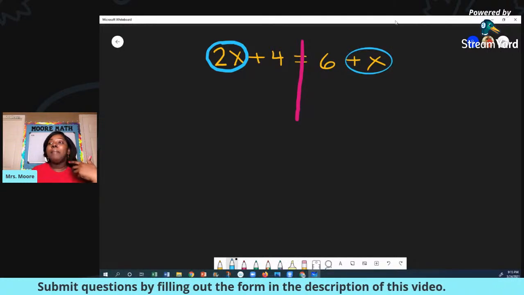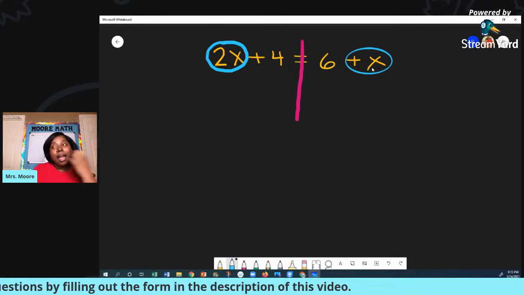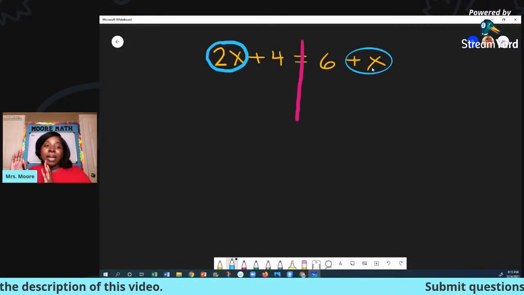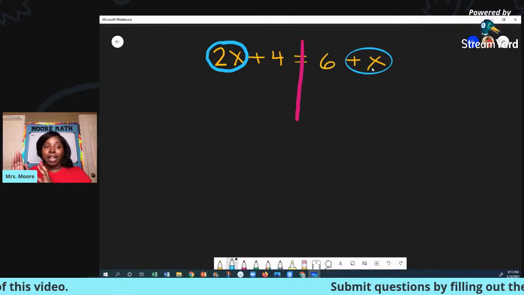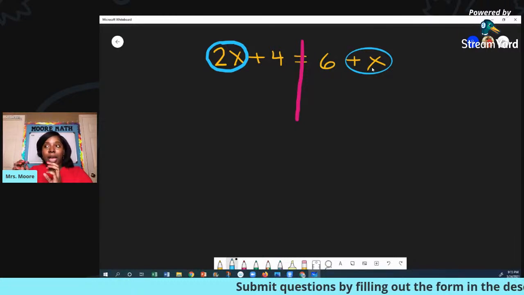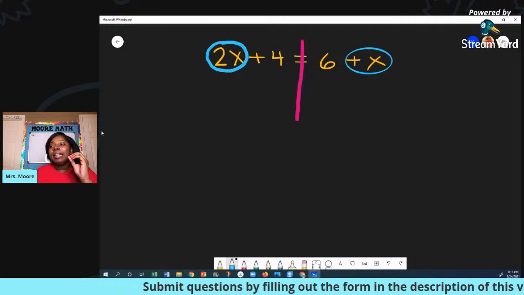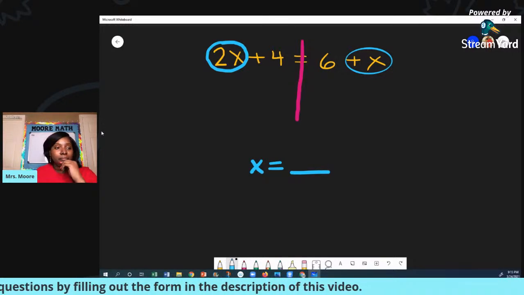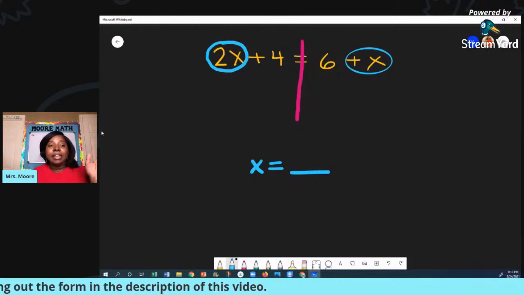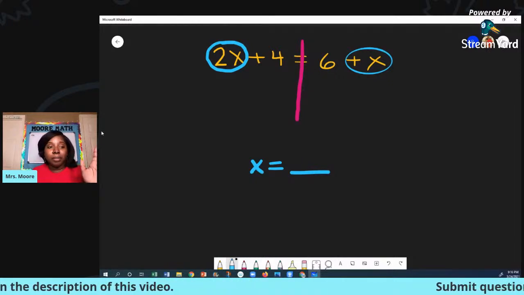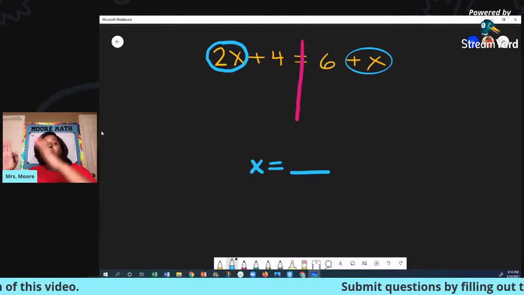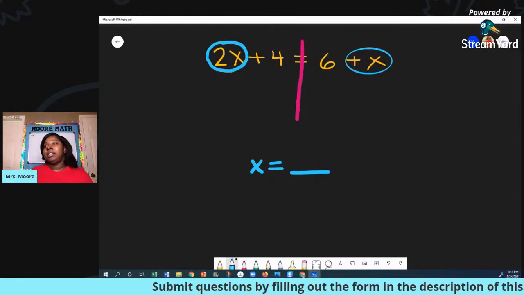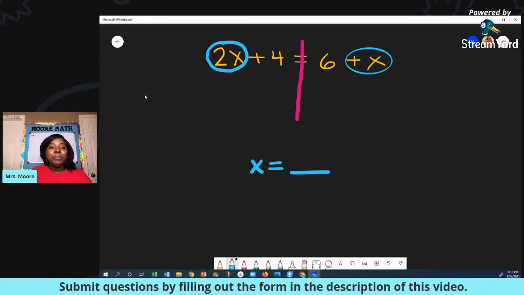All right, so I got to get my x's together on one side, and I have to get my numbers on the other side. That's the goal right now, okay? Because I want to know at the end, my answer is going to say x equals something. By the end, I want to have x equals something. That means I need to get all of my x's to the left and all of my numbers to the right.